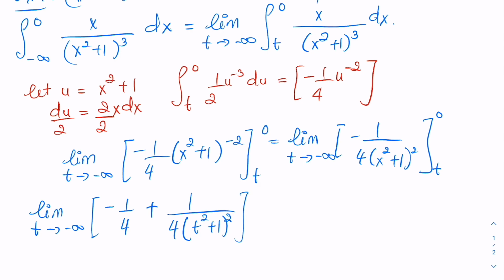So you can see right here that as t goes to negative infinity, this one goes to 0. So we have negative 1/4 plus 0, which is going to be negative 1/4. So this is convergent.